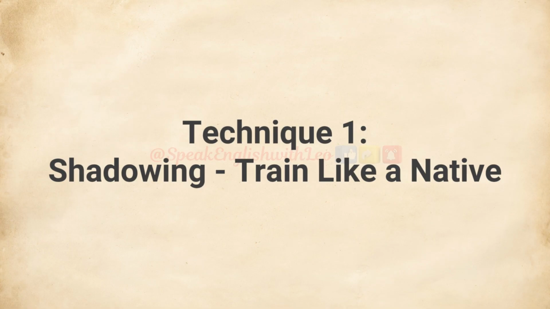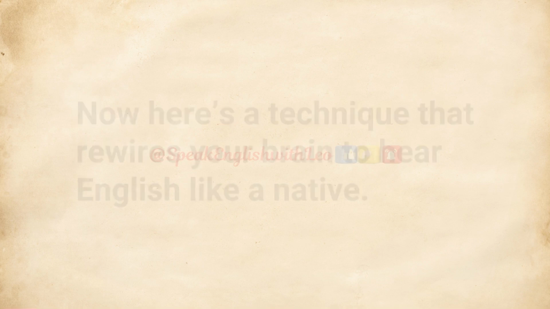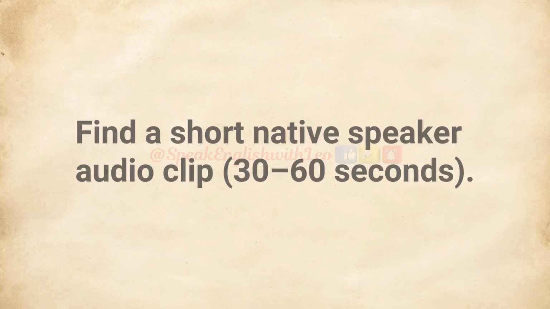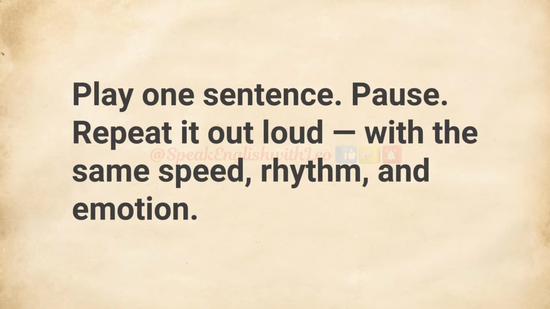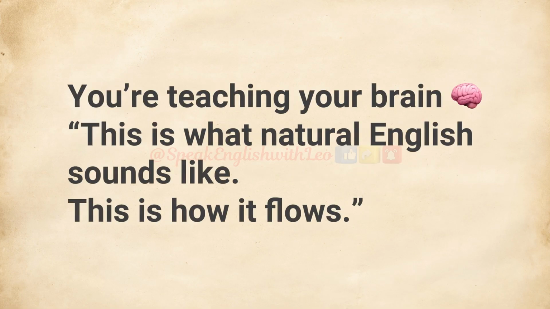Shadowing. Train like a native. Now here's a technique that rewires your brain to hear English like a native. It's called shadowing, and it's simple. Find a short native speaker audio clip, 30 to 60 seconds. Play one sentence, pause. Repeat it out loud with the same speed, rhythm, and emotion. Do it again and again. This is not about repeating perfectly. It's about training your mouth and ears to move at native speed. You're teaching your brain: this is what natural English sounds like. This is how it flows.